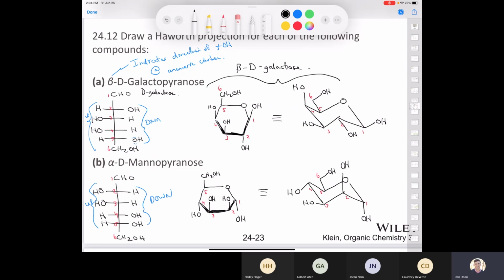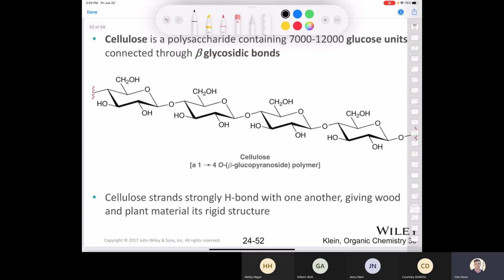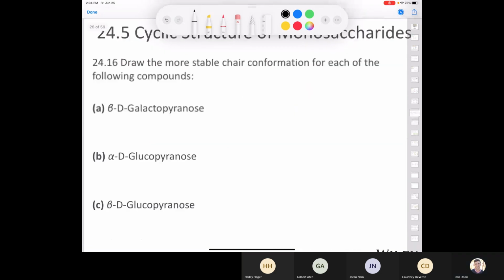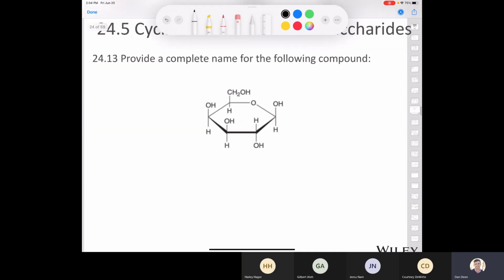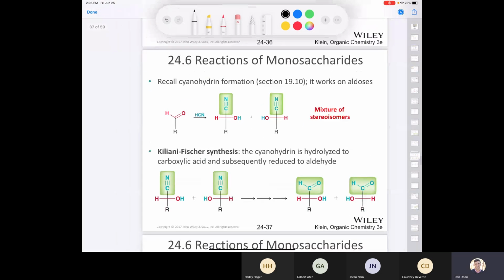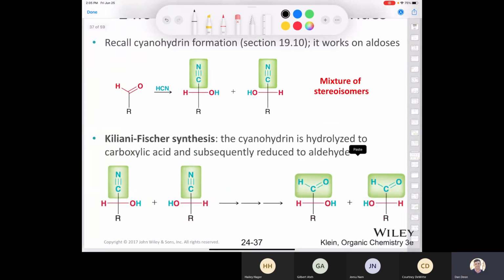Okay. Let's try one more problem. Or maybe we'll try a couple more. Take a quick break and find where I was here. It says provide the complete name. No, got to find where I was.